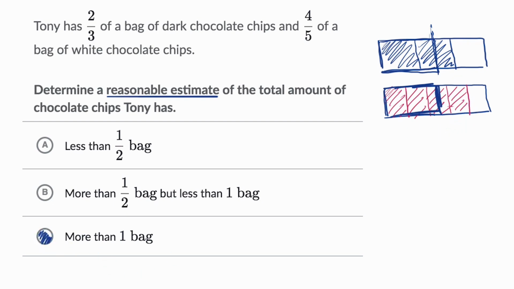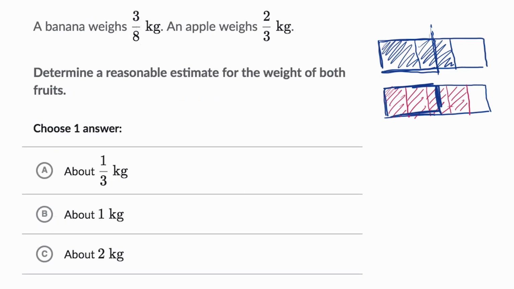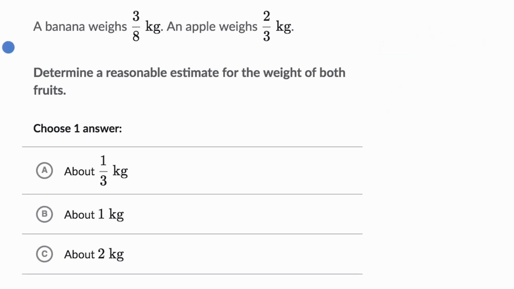Let's do another example. So here we are told that a banana weighs 3/8 of a kilogram, an apple weighs 2/3 of a kilogram. Determine a reasonable estimate for the weight of both fruits. So pause this video again and see if you can have a go at that. Alright, so the key is that we need to determine a reasonable estimate. So let's actually just try to represent these again.